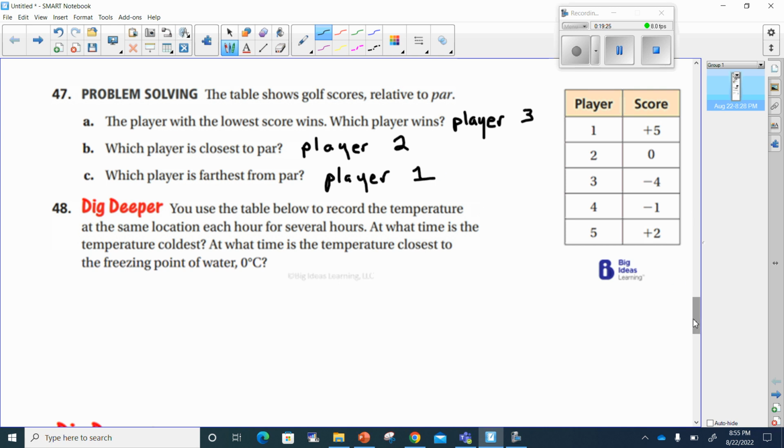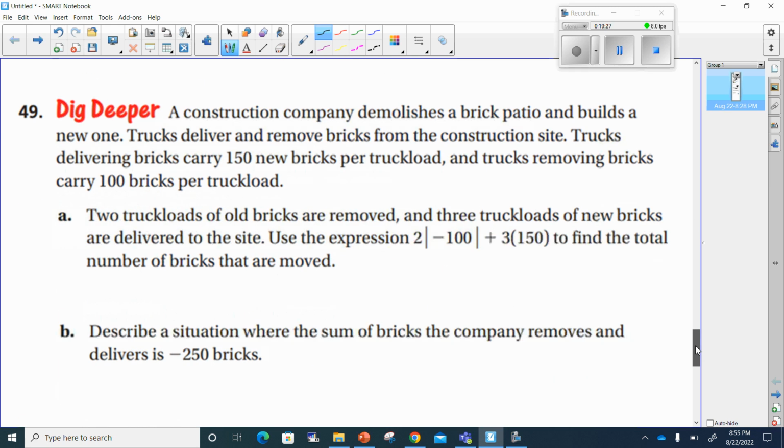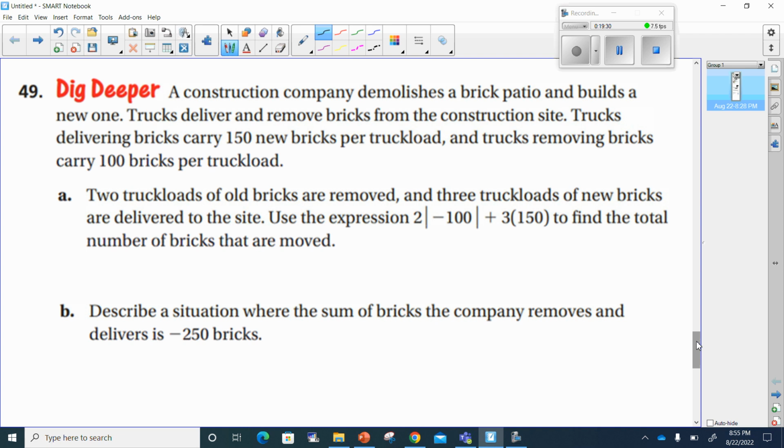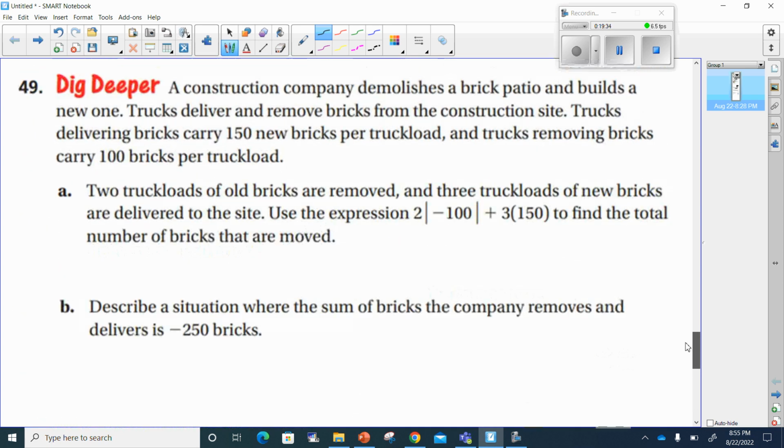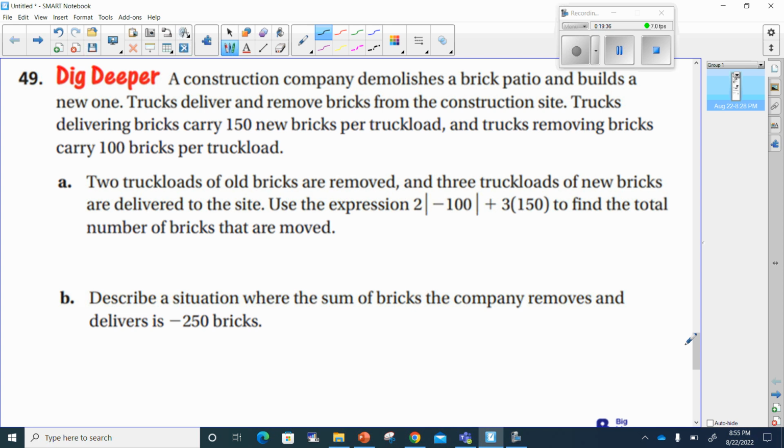All right, let's keep going. There's 48. I see 49 here. Dig deeper. Is this my last one? Oh, no. Looks like we got some more after this. All right, dig deeper. Construction company demolishes a brick patio and builds a new one. Trucks deliver and remove bricks from the construction site. Okay. Trucks delivering bricks carry 150 new bricks per truckload. And trucks removing bricks carry 100 bricks per truckload.